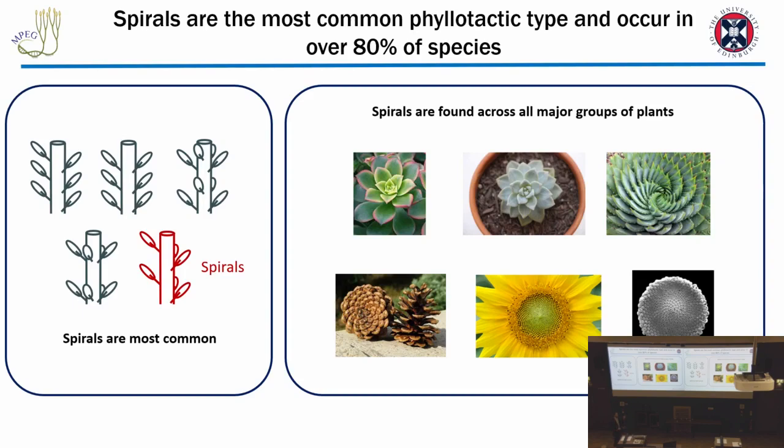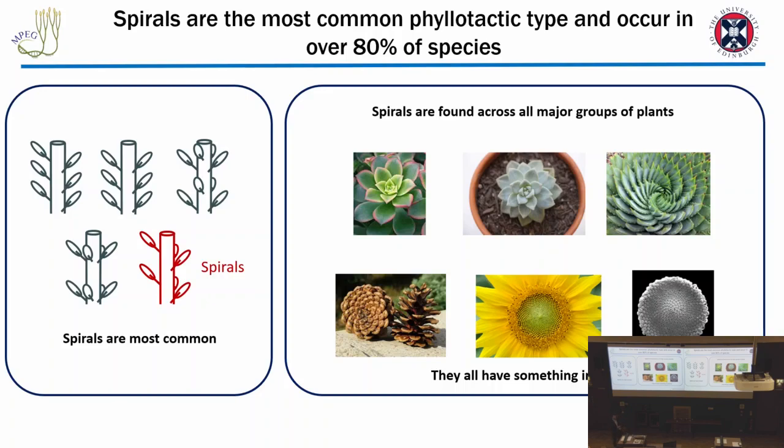And it's not just in leaves that we find spirals. We also find them in reproductive structures, such as in a sunflower head or in a pine cone. And what many of you will already know is that many of these spirals have something in common. That really comes out when we examine them and quantify this spiral pattern in a bit more detail.